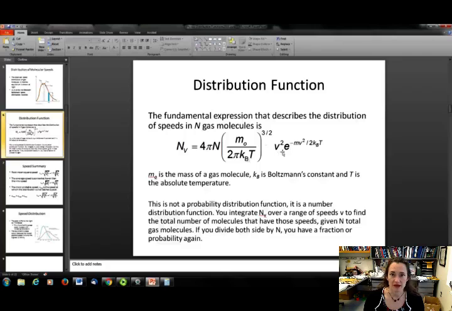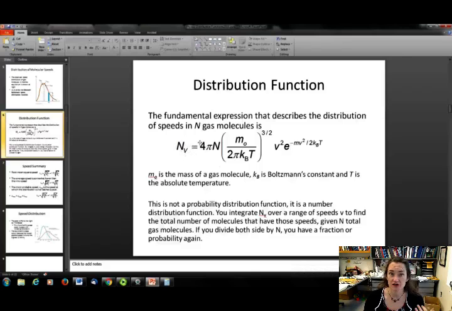And then you multiply that times v squared e to the minus mv squared over 2kT, where v is, of course, the speed. Now, this isn't a probability distribution function, okay? It's a number distribution function. It gives you the number of molecules with speed v.